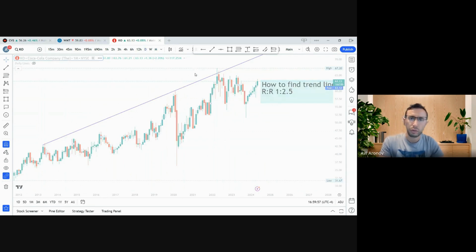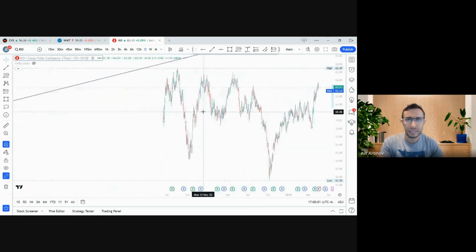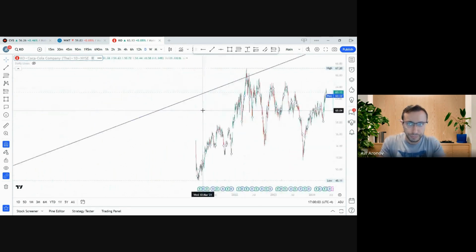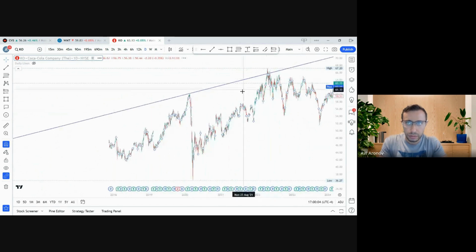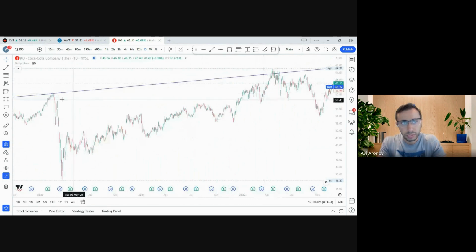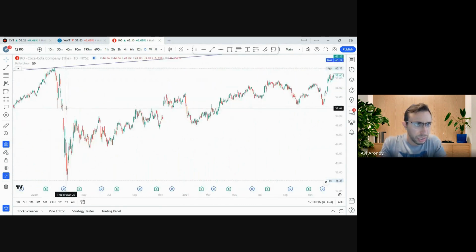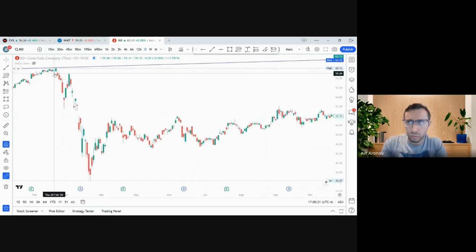Then you want to go on a daily time frame and see how it looks. When you look, you will see that here it almost touched. It seems like it almost touched, but did it touch? It touched, right? Almost touched. Looks like it almost touched.